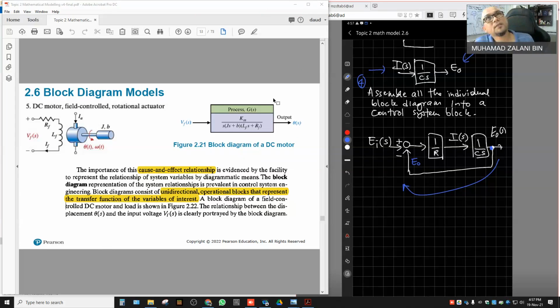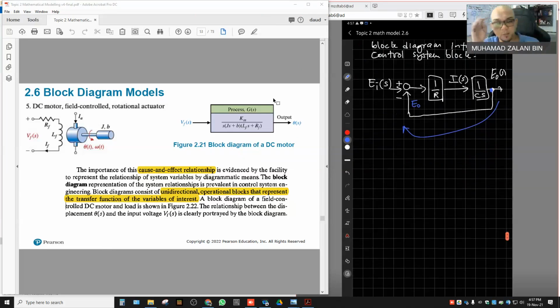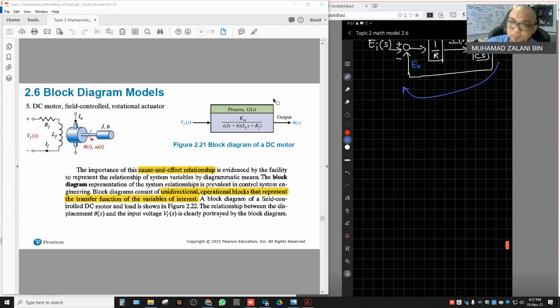Okay. So basically when we deal with the block diagram, we have many blocks, so we will need to do some simplification or block diagram reduction. So basically, what is block diagram reduction?